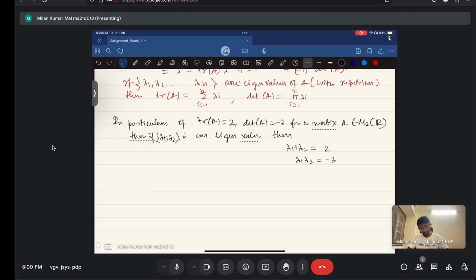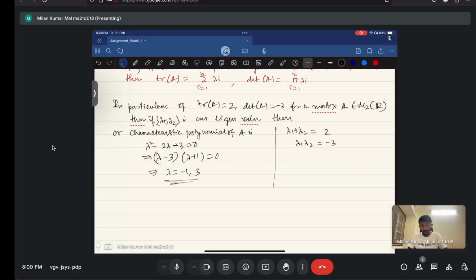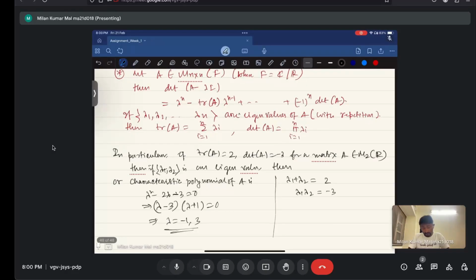So one can solve this, or the characteristic polynomial of A is given by lambda square minus 2 lambda minus 3 equals 0. So here it will be lambda minus 3 and lambda plus 1 equals 0. Therefore lambda equals -1, 3. These two are the eigenvalues. So here is the diagonalization concept.